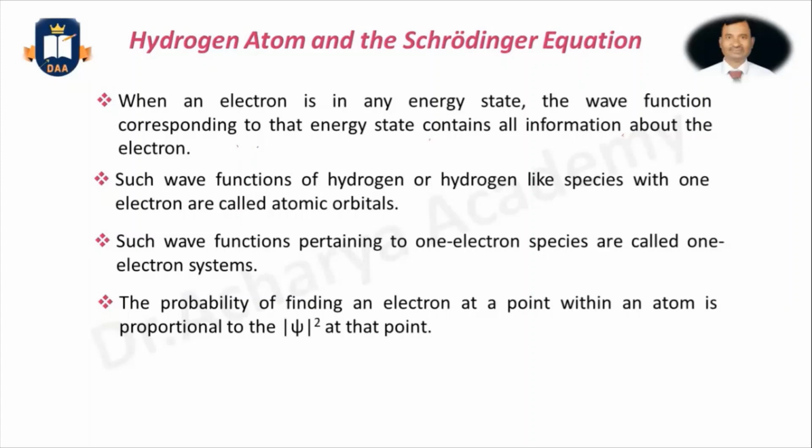The probability of finding an electron at a point within an atom is proportional to the psi square at that point. That means probability is proportional to the psi square value. Psi means wave function, so the square of the psi at that point will give the probability of finding that particular electron at that particular point.